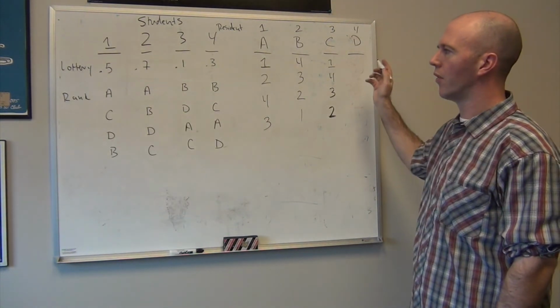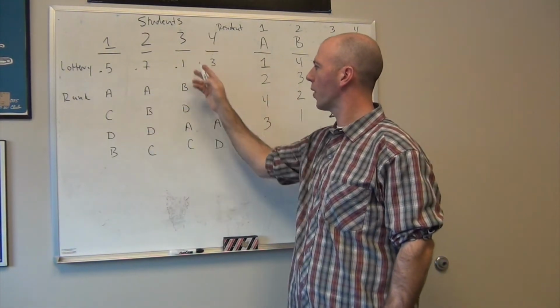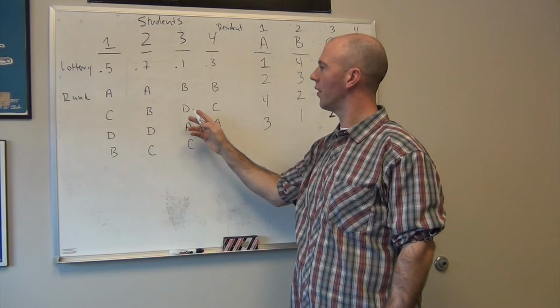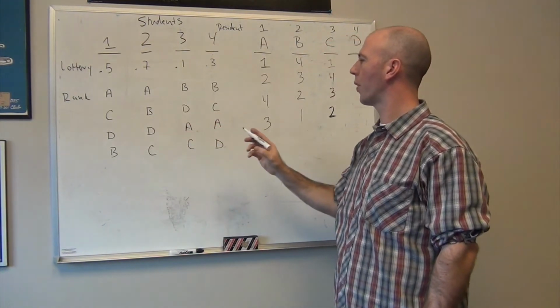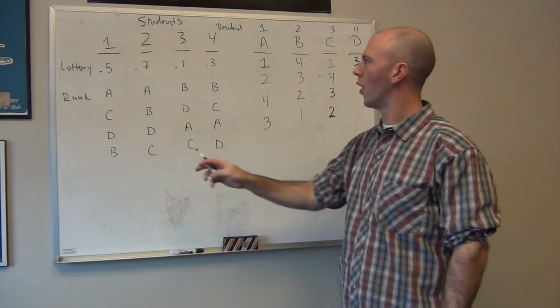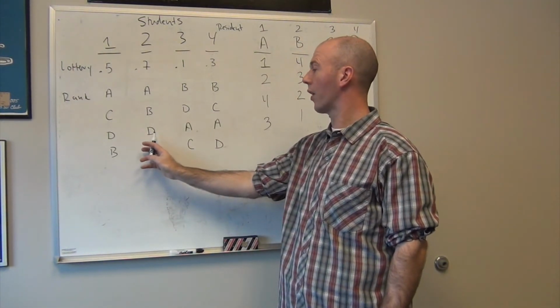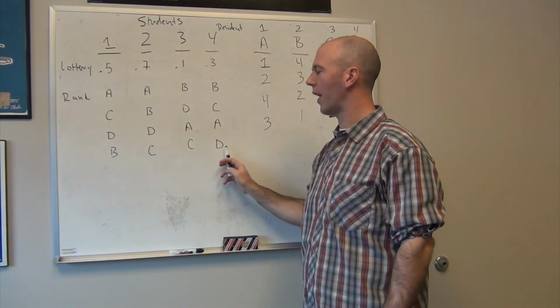Okay? For D, we first ask who ranks D the highest. And so 3 is the only student who ranks D second, and all the other students rank it lower. So 3 has the highest priority. So 1, 2, and 4: 1 and 2 rank it third, 4 ranks it last.